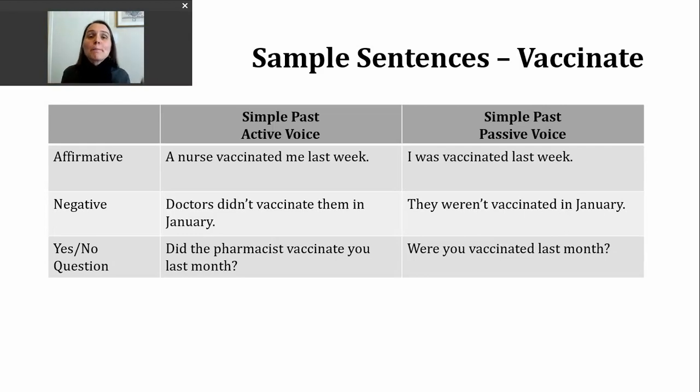So let's start by comparing affirmative sentences. The two examples I'm going to give you have the exact same meaning. Let's look at active voice. I could say, a nurse vaccinated me last week. This is a true statement, and one reason I've been saving this verb is because I wanted to be able to speak from experience. So we know here a nurse was responsible for giving me a vaccine.